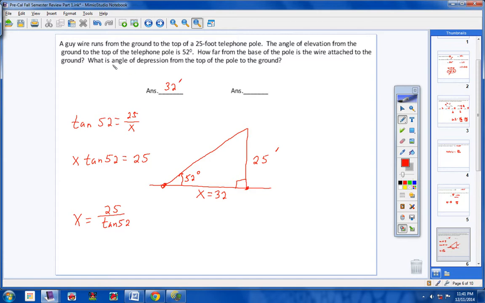Okay, now, what is the angle of depression from the top of the pole to the ground? So here's the top of the pole. In order to have an angle of elevation or an angle of depression, you must have a horizontal line. So if we're going to have an angle of depression, we must sketch a horizontal line. Now the angle of depression from the top of the pole to the ground would be right here.